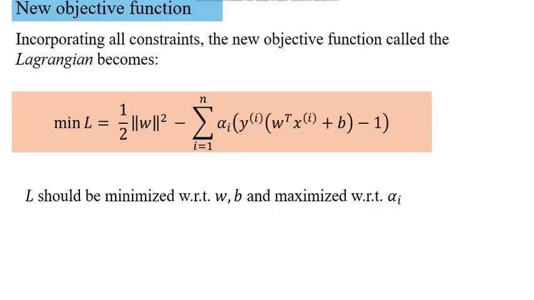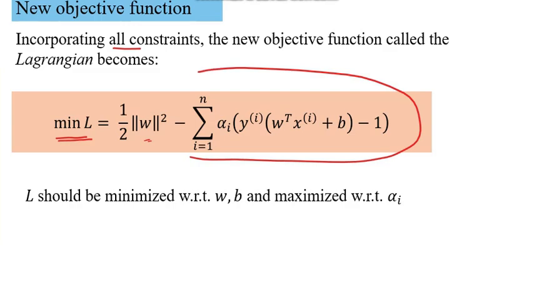Now, the new objective function incorporating all the constraints, we call it the Lagrangian, becomes: minimize L equal to half the objective function which we had written, the squared norm of W, minus these set of constraints each multiplied by alpha i. And L should be minimized with respect to W, B and maximized with respect to alpha i.